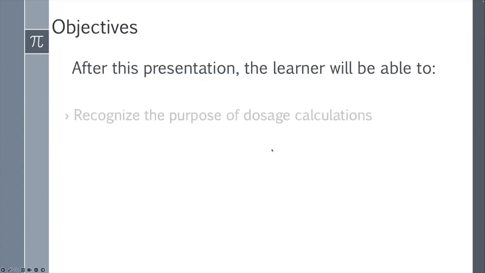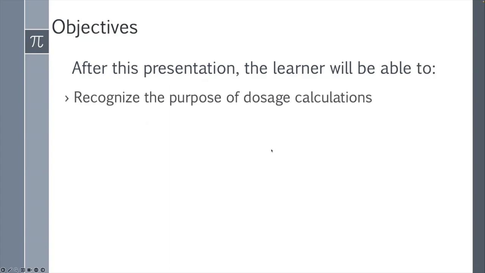Okay. So our objectives: I want to recognize the purpose of dosage calculation. We are fully licensed nurses at the bedside. Oftentimes, we're the safety net for the entire healthcare team, making sure that my patient doesn't get more or less than what they should have. We don't want to be giving non-therapeutic doses of medication, especially when it comes to antibiotics. We know that can be tragic.